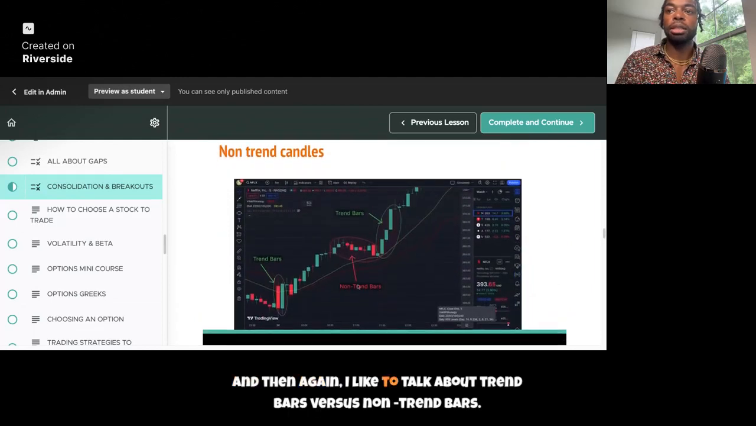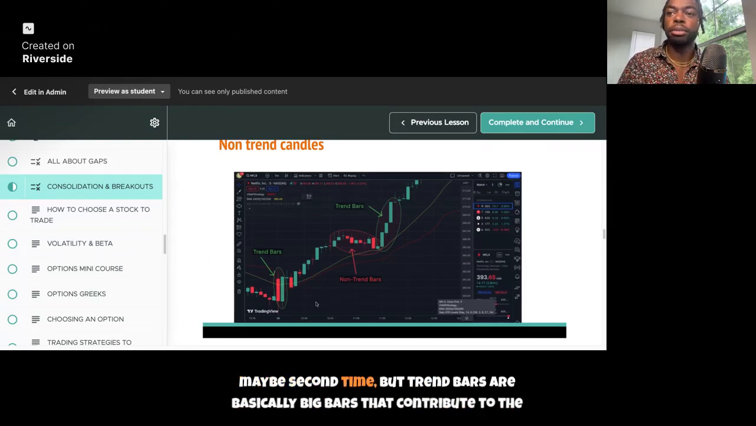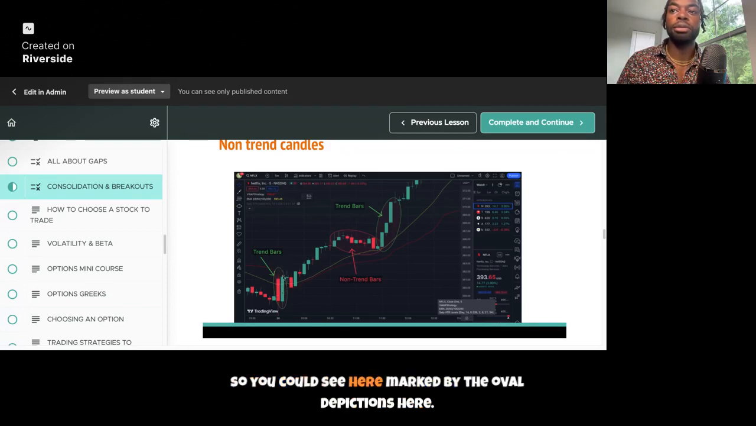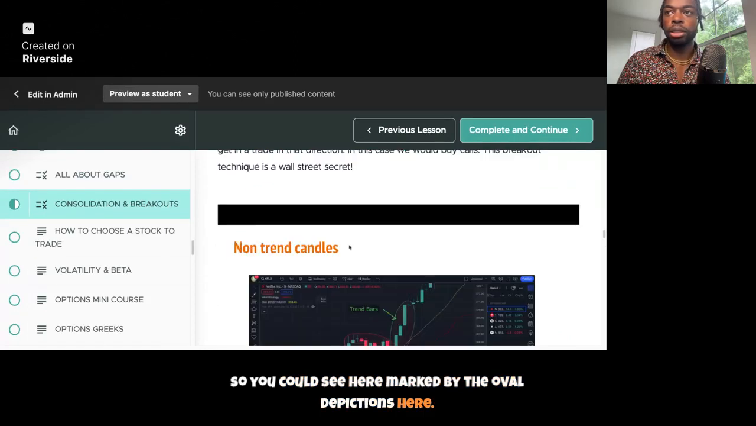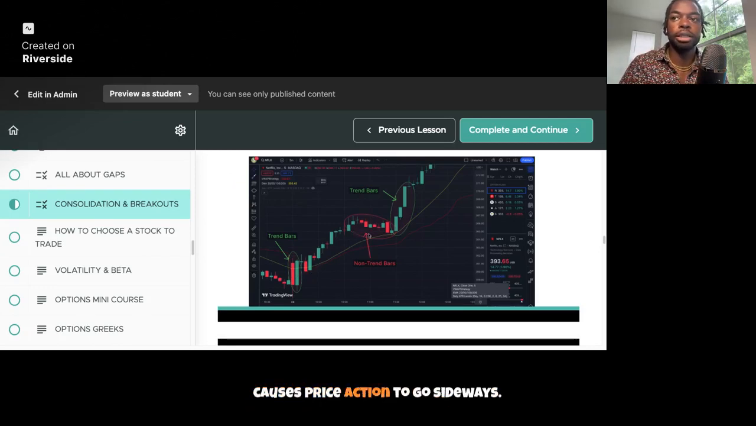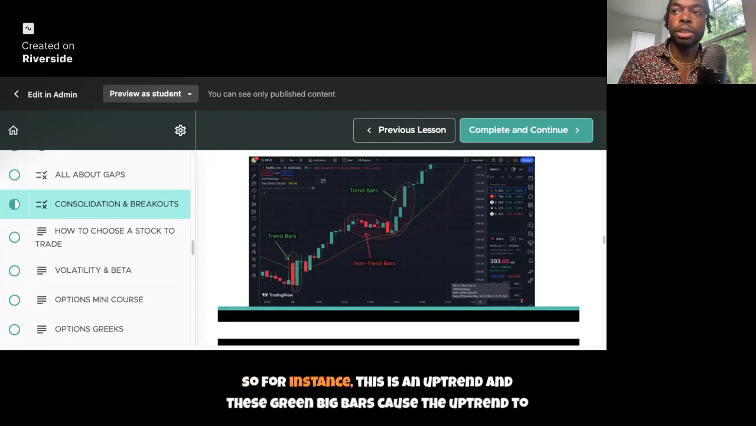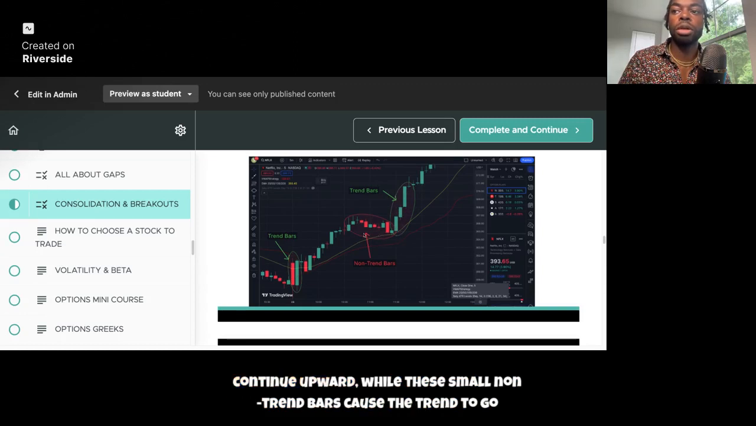And then again, I like to talk about trend bars versus non-trend bars. This is probably the first time I'm mentioning it in this trading series, or maybe second time. But trend bars are basically big bars that contribute to the direction of the trend. So you can see here marked by the oval depictions here. We have trend bars, and then non-trend bars are really small bars that just cause price action to go sideways. They don't contribute to the direction of the trend. So for instance, this is an uptrend, and these big green bars cause the uptrend to continue upward, while these small non-trend bars cause the trend to go sideways.